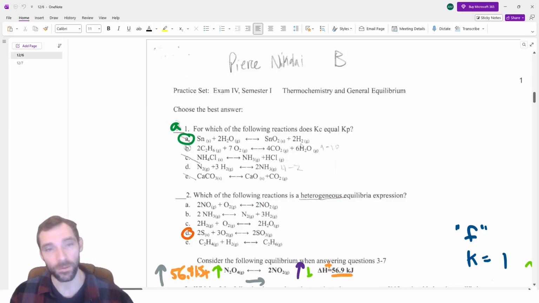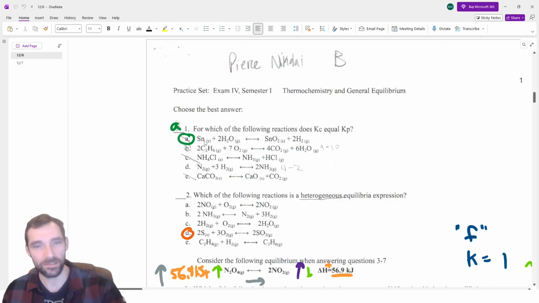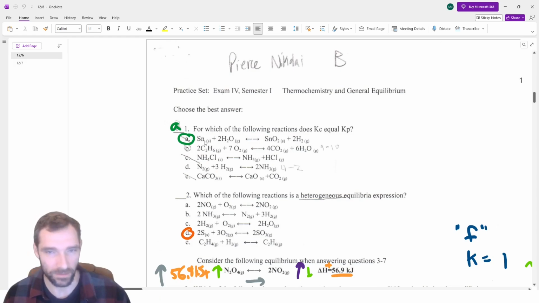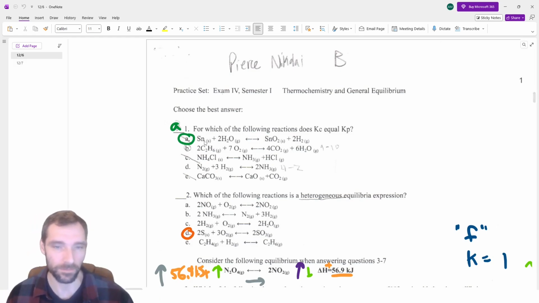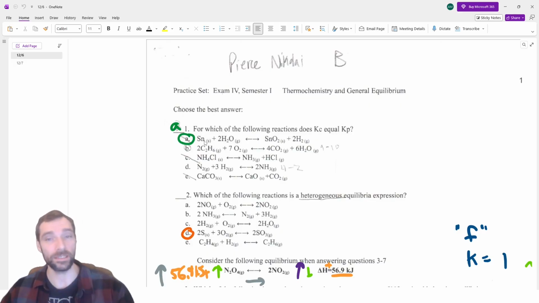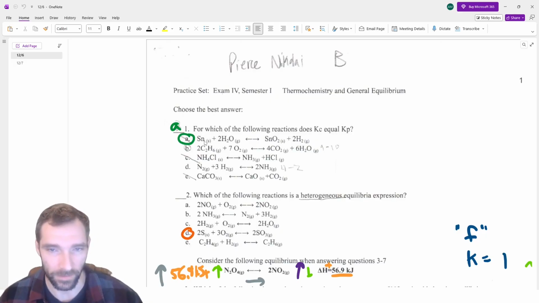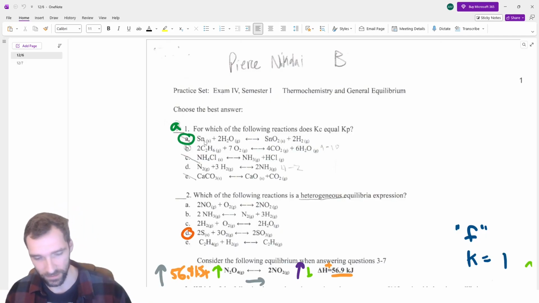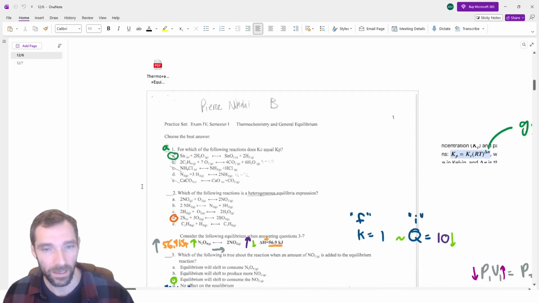The more important part here is recognizing that the solids, because they are solid, you don't really include them in K equilibrium. So that's the main focus that you should be taking for the AP exam, is recognizing what you're including in a K equilibrium value, either concentration or pressure. Kc is concentration, Kp is pressure.